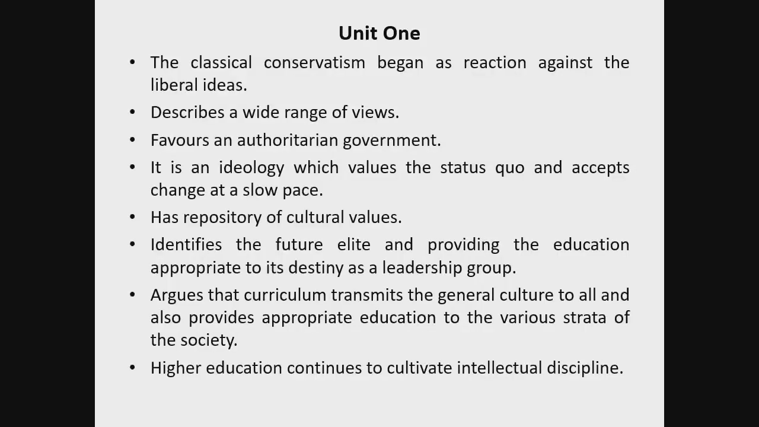now that they found that people have free elections and are able to choose who they want to govern them, the conservatives come now and argue that no, we want to have an authoritarian government. We have to have an unquestioned government. We want to have an unquestioned curriculum. We want to have a higher education that continues to cultivate the intellectual discipline, and that also has a repository of cultural values. These people, the conservatives, want to guide people in a certain way that they want without being questioned. So briefly, this is a difference between these two theories.